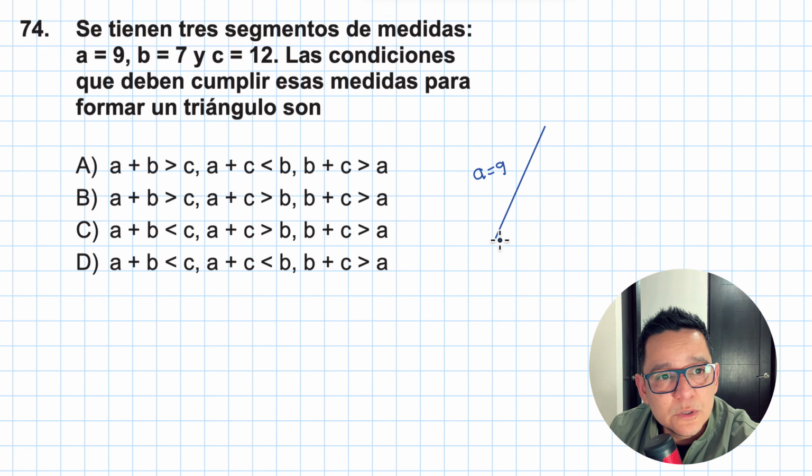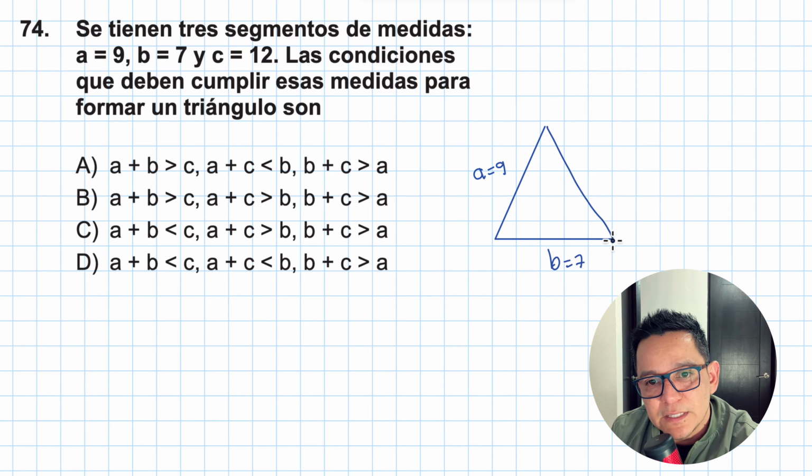Then they're telling me that segment B measures 7, so let's write B equals 7. And it's giving me a longer segment. Here it doesn't look that long, but let me exaggerate it a bit more so it looks similar and you can really understand the point I'm trying to make here.